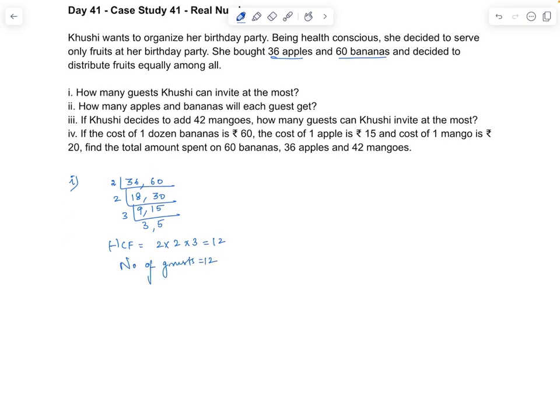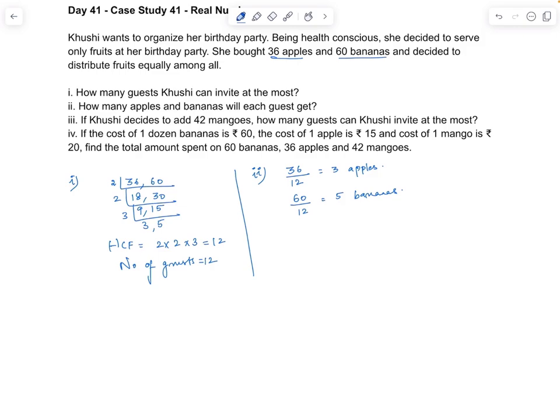Question 2. How many apples and bananas will each guest get? 36 apples are there in all, so divided by 12 gives 3. That is, each guest can be given 3 apples. Total bananas are 60, 60 by 12, so 5. Each guest gets 3 apples and 5 bananas.